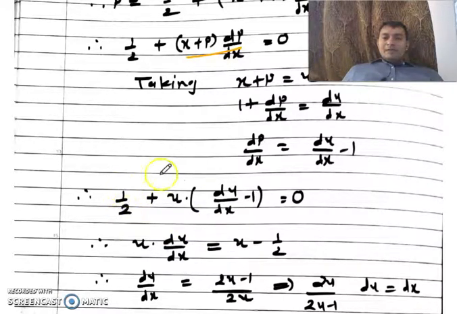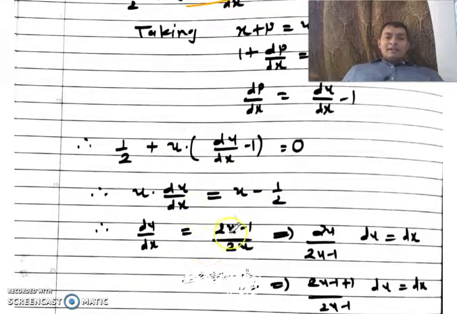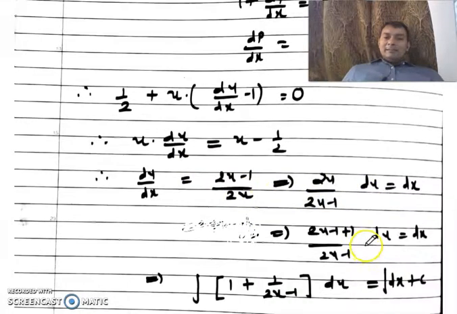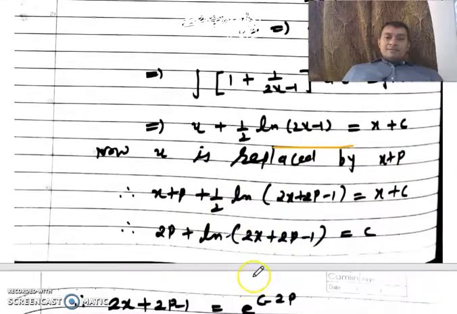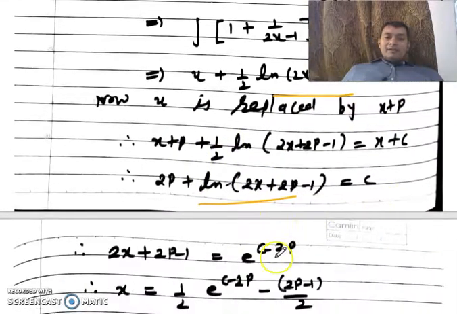So 1 by 2 is there. If we put it on the right hand side, it is going to be minus 1 by 2, and minus u is going to become plus u on the right hand side. So du by dx can be written as 2u minus 1 divided by 2u. It is clear that the variable separable method is applicable, and after integrating we get this one. But u is already replaced by x plus p, so whatever we have, that is going to be the final answer.